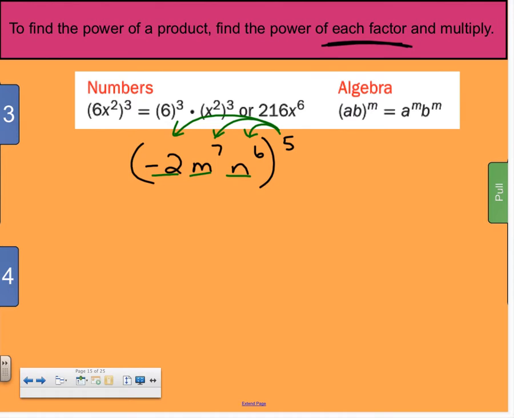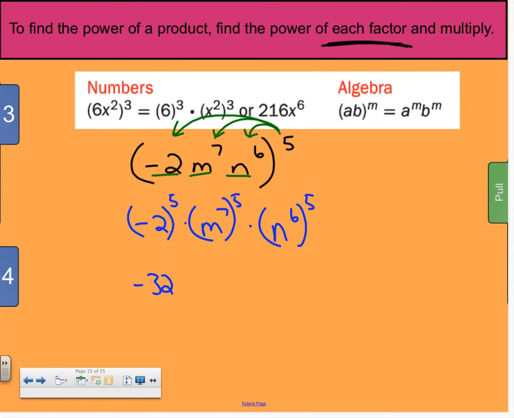So I am simply going to rewrite this. Negative 2, make sure you put parentheses to keep that negative straight, to the 5th power times M to the 7th raised to the 5th power times N to the 6th raised to the 5th power. Okay? Now I can just simply go from there. What's negative 2 to the 5th power? Very good. Negative 2 times negative 2 times negative 2 times negative 2 times negative 2, which will give me, I believe it's negative 32.